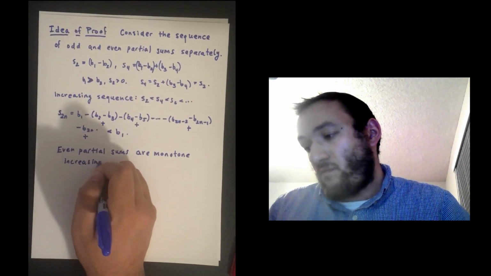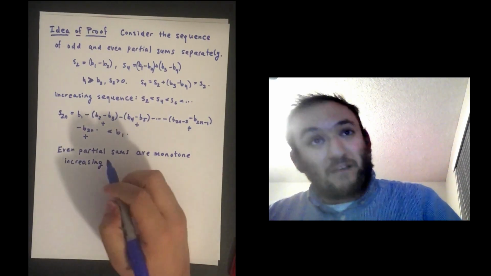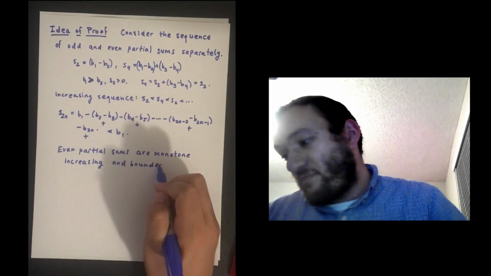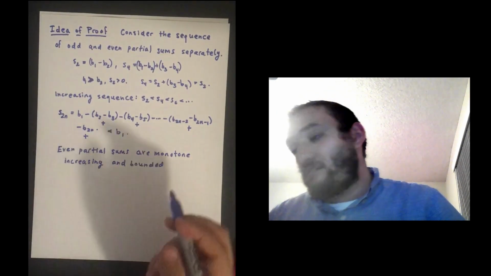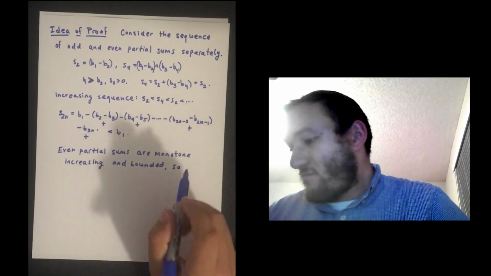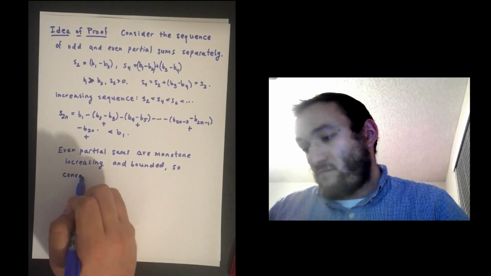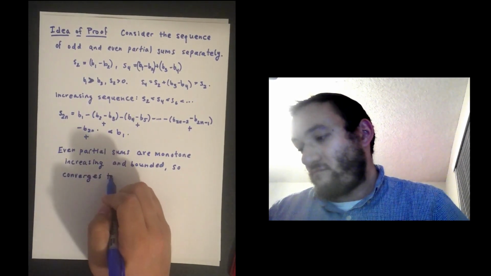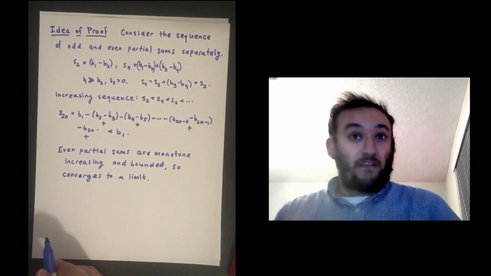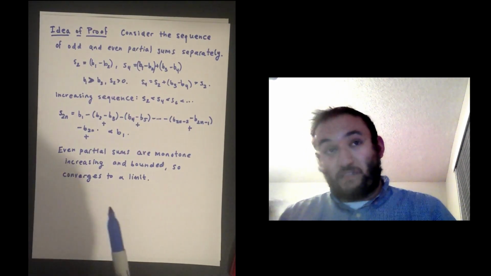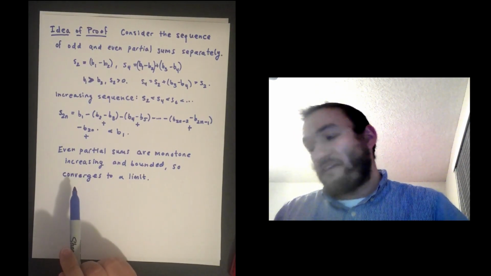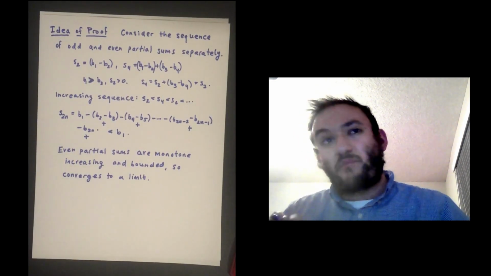And they're bounded. Okay, and we have a theorem that says that a monotone bounded sequence converges to a limit. Okay, and that would mean if we know that all of the partial sums converge to the same limit, then that's great. That means the series converges, but we have to check the odd partial sums.